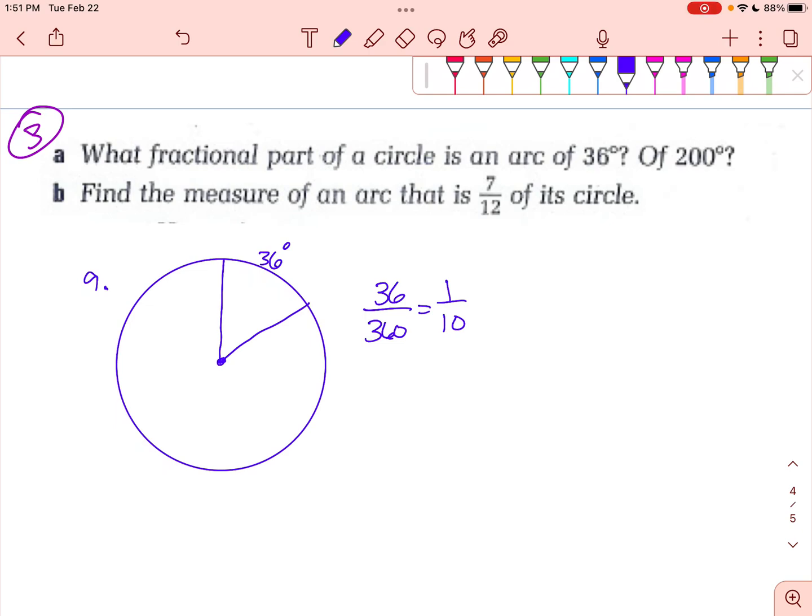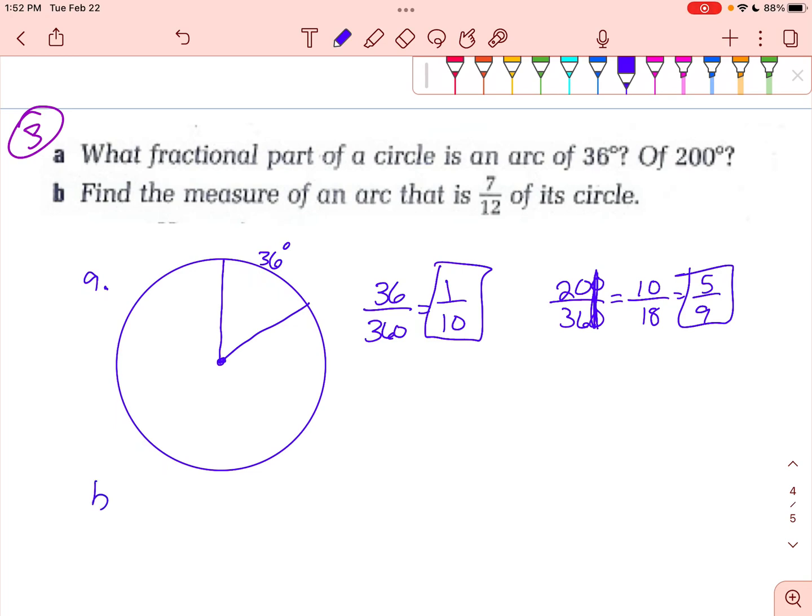Okay, what fractional part of a circle is an arc that's 200 degrees? Again, 200 over 360. I immediately knock off the zeros, and then you can reduce this. And if you guys struggle with reducing, just divide it by 2. 10 over 18. Oh, I can divide by 2 again. 5/9. So what fractional part? It is 5/9 of the circle.